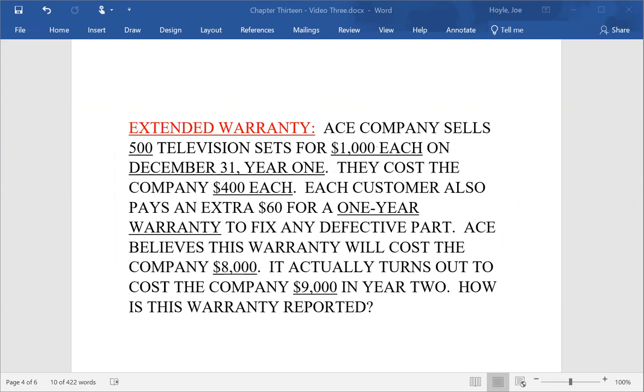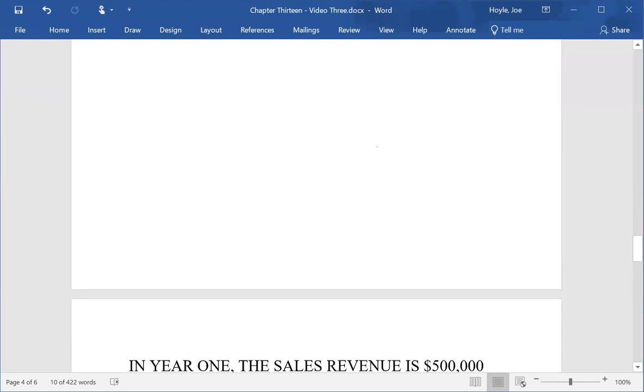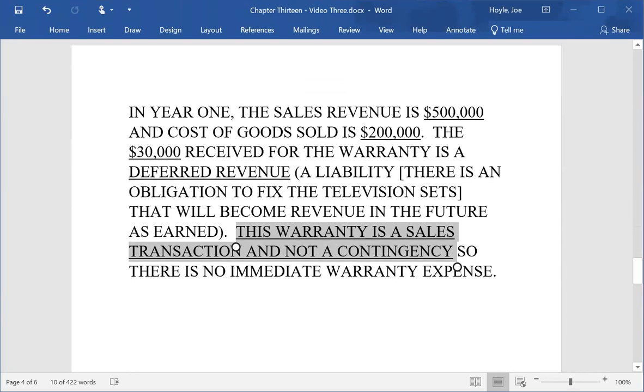What is happening here is that the customer is buying an insurance policy. That really is what's happening as far as the legitimate fact of what occurs in this case. So how is that reported in the situation? What we do is this.